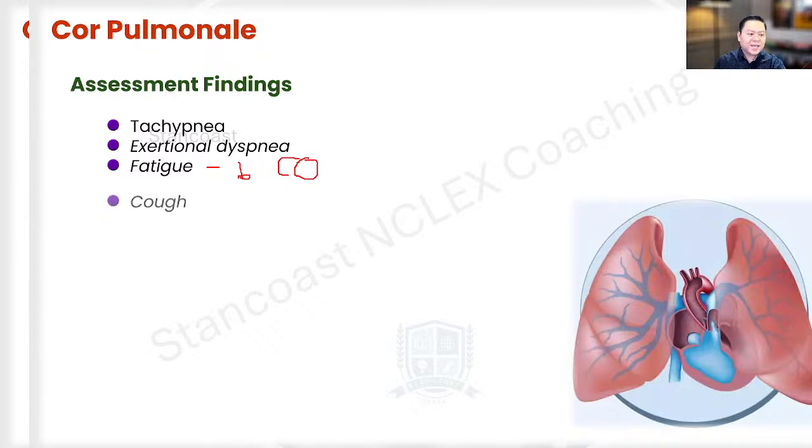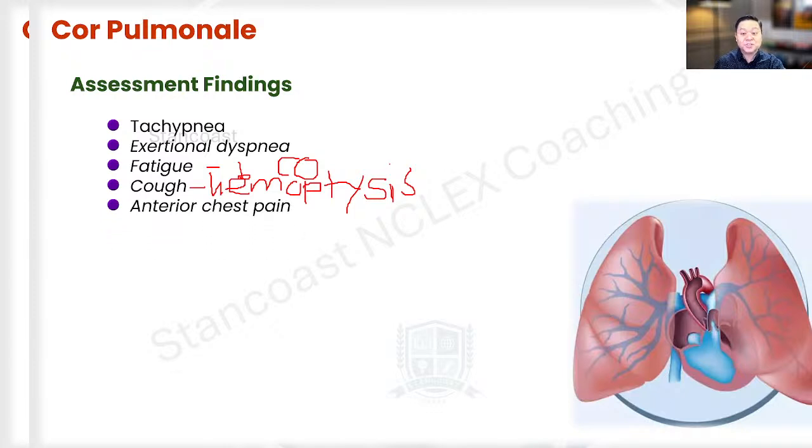Now, take note, guys, that cough is also a manifestation in cor pulmonale. And sometimes they're going to end up with hemoptysis, okay? And this is because the increasing pulmonary pressure can cause the small blood vessels to rupture, okay? So we'll add here hemoptysis. Alrighty, so cough with hemoptysis, and then the patient will also have that anterior chest pain.